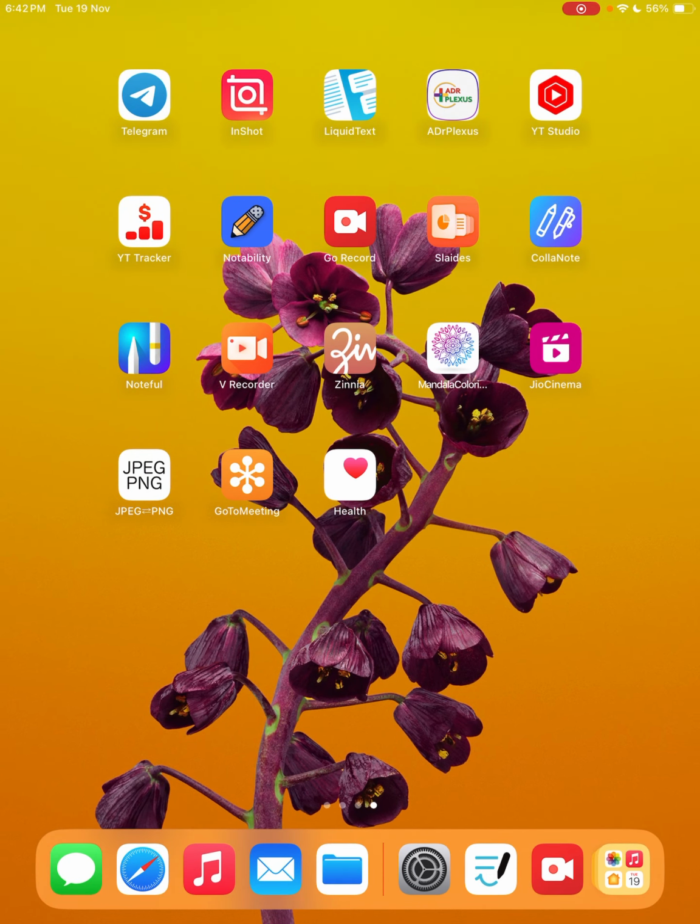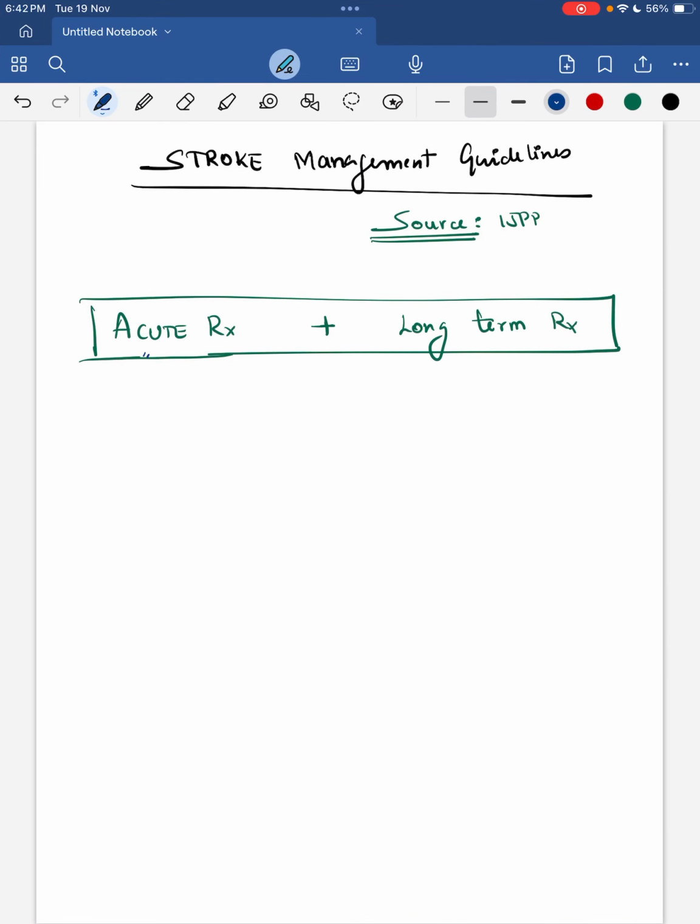Today we'll discuss a very short topic, that is stroke management guidelines. Many members have asked in the comment section and also in our Telegram group regarding the stroke management guidelines. It is very important for your practical purpose and also for your viva session and your university theory exam. So in stroke management guidelines, there is an acute phase treatment and also a long-term treatment phase.